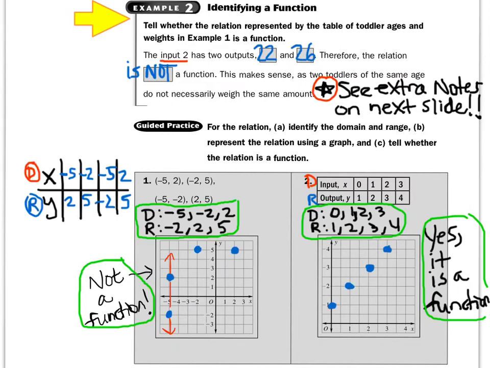Okay, and then take a look here for the guided practice. For each of these relations, they want us to first identify the domain and the range, and then they want us to use a graph, and then they want us to tell if it's a function or not. Okay, so take a look here.